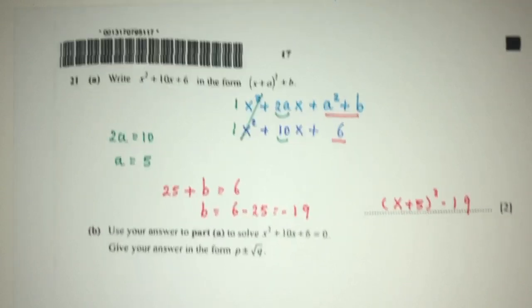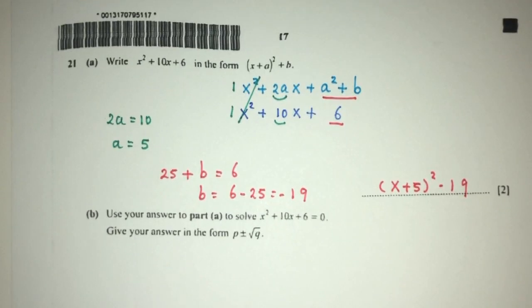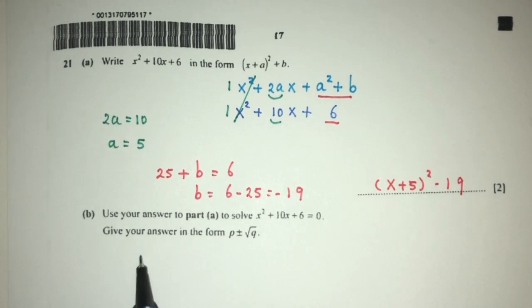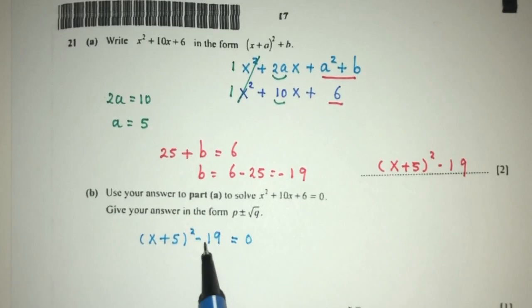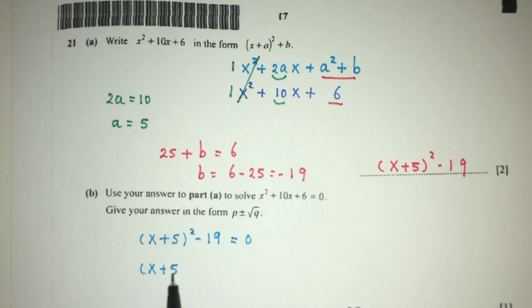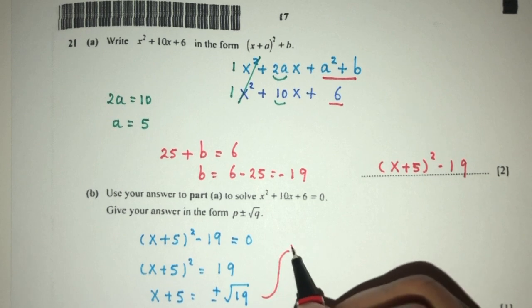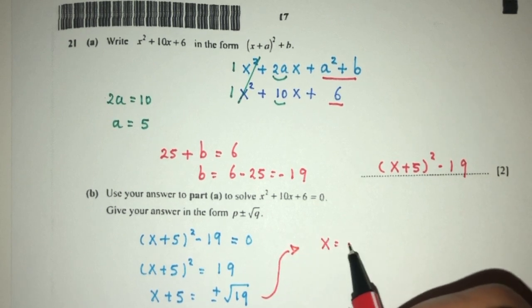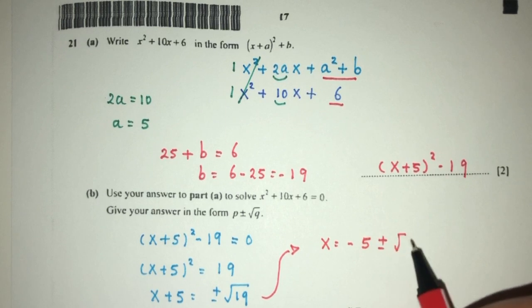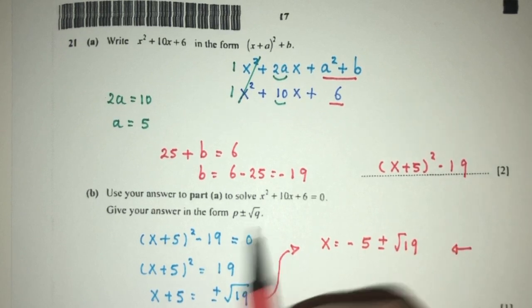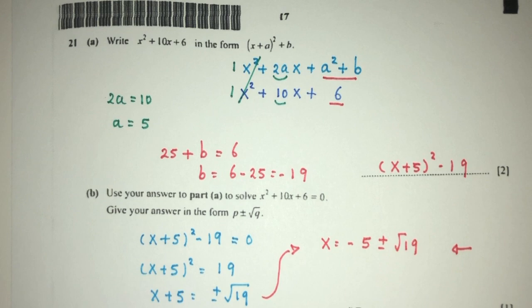Now part B, we have to use your answer from part A to solve this equation. So pretty easy. We have (x plus 5) square minus 19 is equal to 0. So first we send this over here, becomes (x plus 5) square equal to 19. x plus 5 equal to plus minus root of 19. So finally, x will be minus 5 plus minus root of 19. And this is your answer in this form. That will be question number 21.